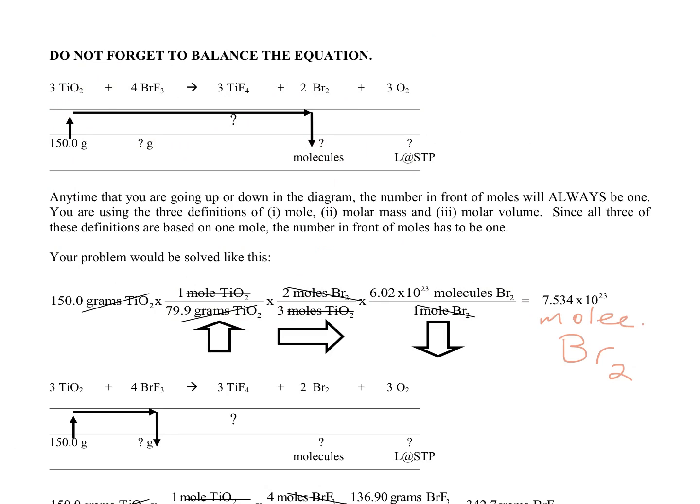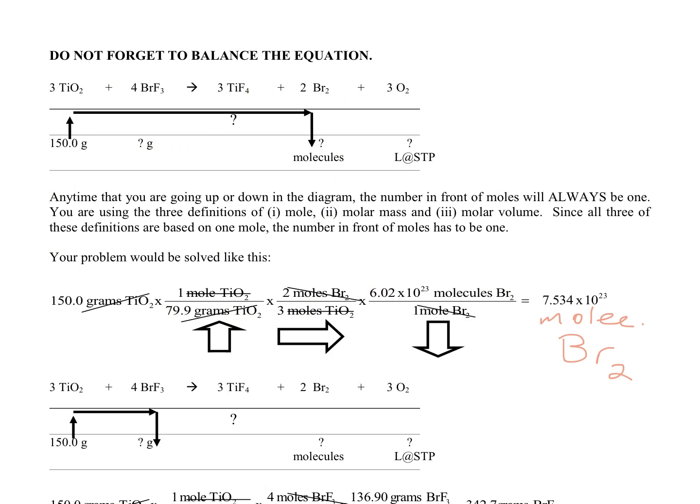Br2. If you put molecules of Br, you would be wrong. There is no such thing as a molecule of Br. A molecule is something with 2 or more atoms. So a molecule of Br does not exist, and Br is not what the question was asking for. It was asking for bromine by itself, which is diatomic. It must be Br2. Okay.